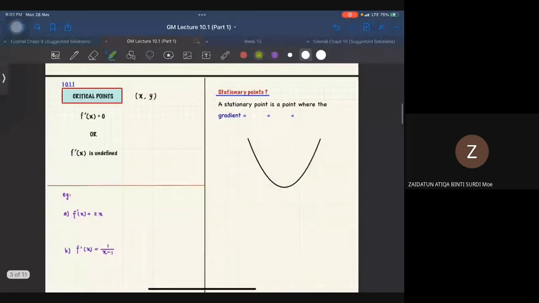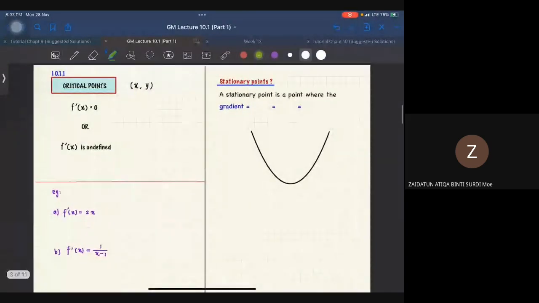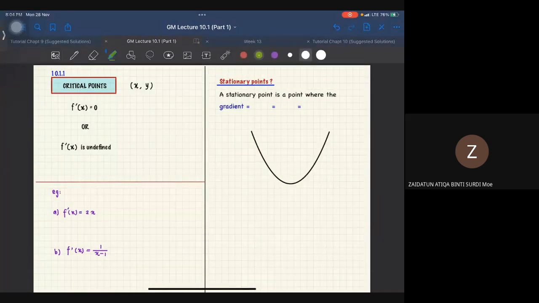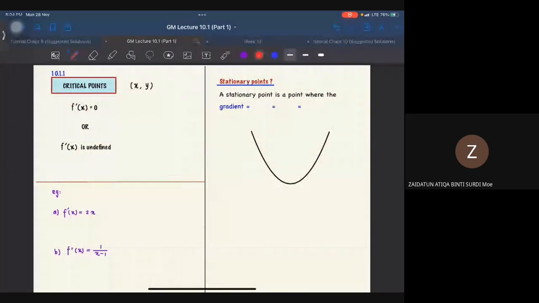Okay, so jom. Bismillahirrahmanirrahim. Okay, so this is 10.1.1. The subtopic is critical points. So kalau ikutkan definition, critical points is a point where awak punya first derivative, f prime x awak equals to 0. Okay, so this is the first case. Case yang pertama, bila kita punya derivative sama dengan kosong. Ataupun second case is bila awak punya first derivative undefined at that point.